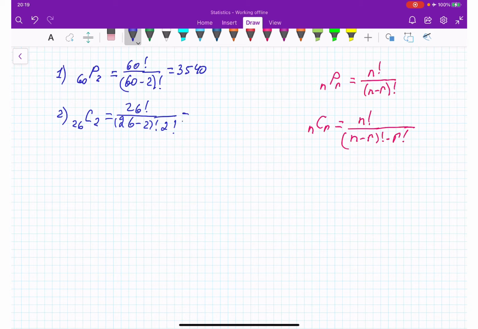So this is going to be equal to 26 minus 2, here is going to be 24 factorial. 2 factorial, there is not much, 2 times 1. Now 26, I'm going to open 26 times 25 and 24 factorial, done. So I'm going to cancel 24 factorials, and I will end up with 26 by 2, which is 13. 13 times 25, and since I solved it already, the answer should be 325.